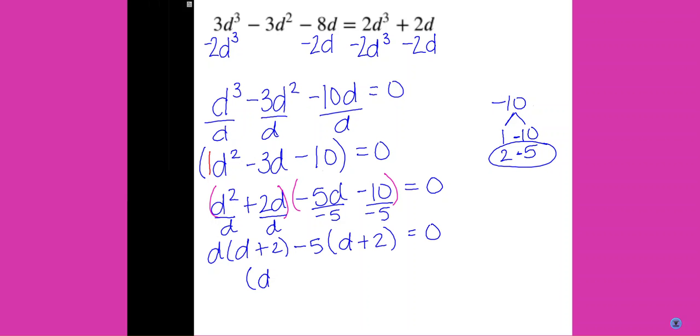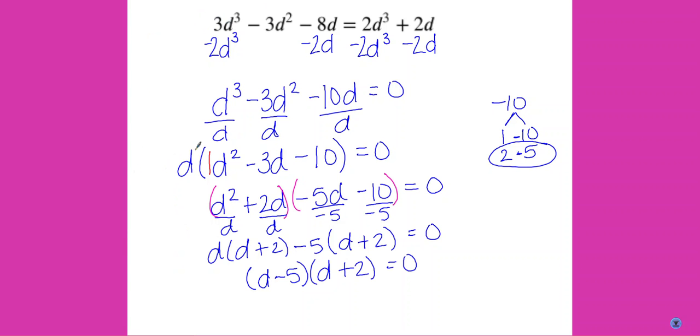So my factors would be d minus 5 and d plus 2. But wait, we need to bring back in our GCF. We're going to write this factor outside each step. Because remember, every step needs to be equivalent.